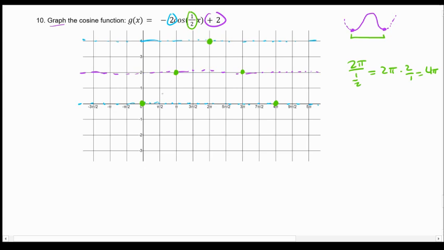I'm just going to sketch that general shape here. And again, I'll continue some of those dashed lines to remind everybody that, hey, it still goes on forever, but I'm just graphing a single cycle or a single period.